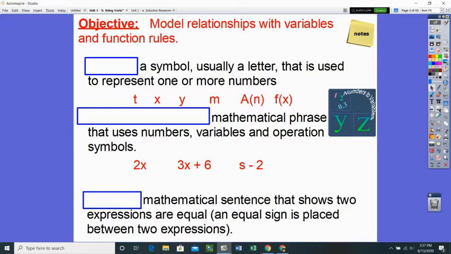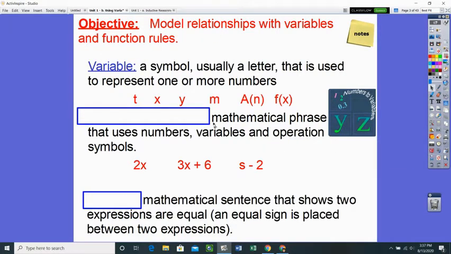All right, so backwards vocab, I'm going to give you the definition. We're looking for the word that's hiding behind that blue box. A symbol, usually a letter, that is used to represent one or more numbers, and I'm giving you some examples down here. What word is hiding back there? Did you guess it? It is a variable.